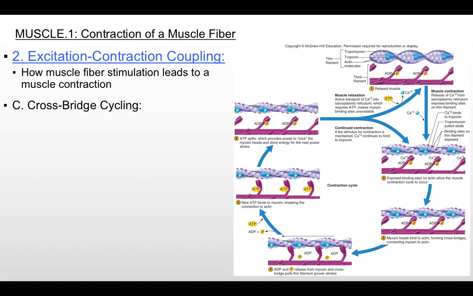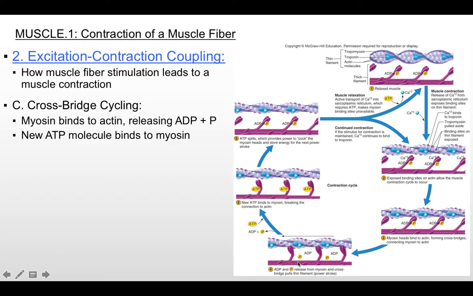Step 3 is called cross-bridge cycling. When the myosin binds to actin, it releases two molecules that it has been storing up, ADP and another phosphate molecule. In its place, a new ATP molecule, which is incredibly energy rich, binds to myosin. And it's really important that we bind this ATP molecule because it will provide the energy for us to relax the muscle, to break that cross bridge. If we didn't have this ATP, we would go through essentially what rigor mortis is, when your muscles contract and stiffen up and they can't relax.